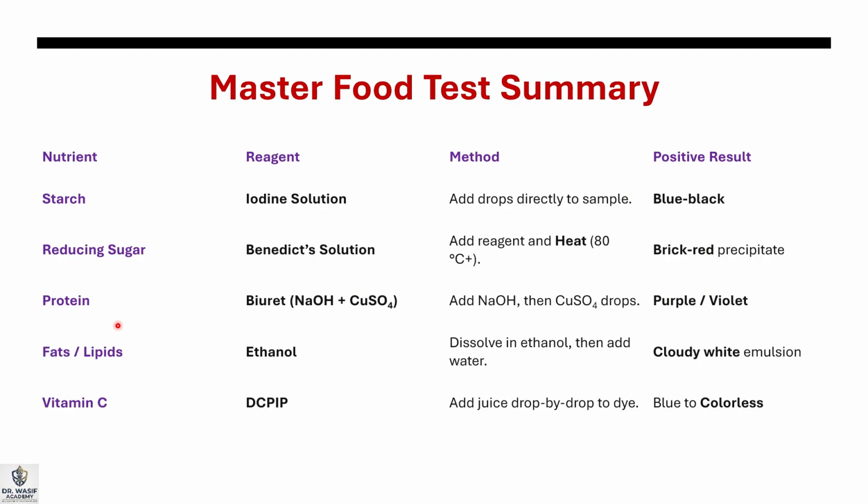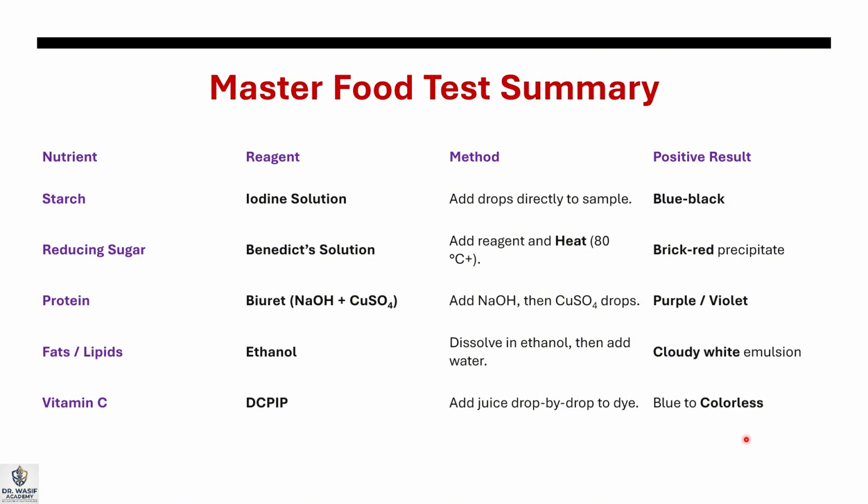Then it's about proteins. For the protein test, use Biuret, and sodium hydroxide and copper sulfate are used as chemicals. We are looking for a shift from blue to purple or violet. Then for testing fats, use the ethanol emulsion test. Look for that cloudy white emulsion at the top of the tube, and if you are identifying vitamin C, use DCPIP reagent. We are counting drops until the blue turns colorless.